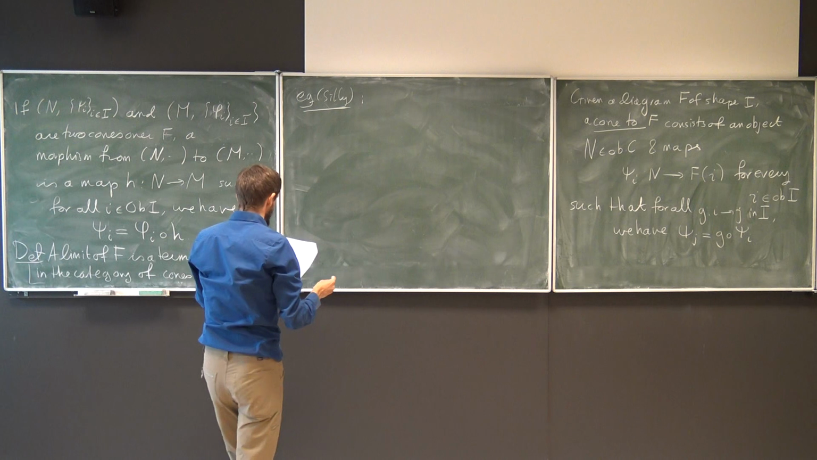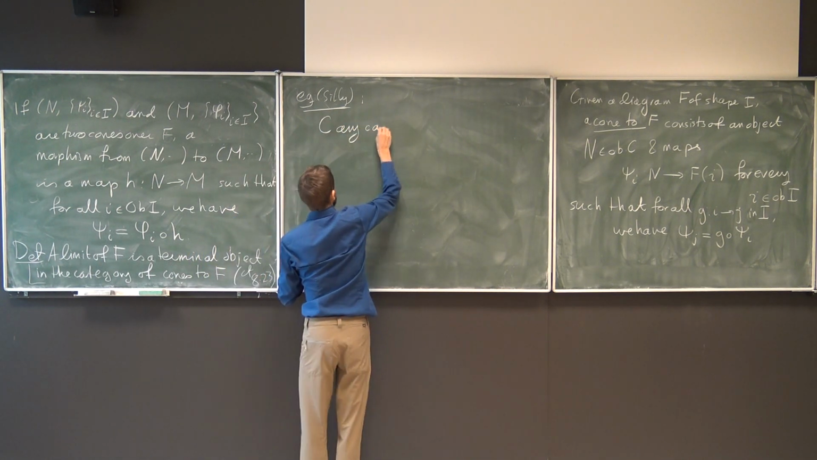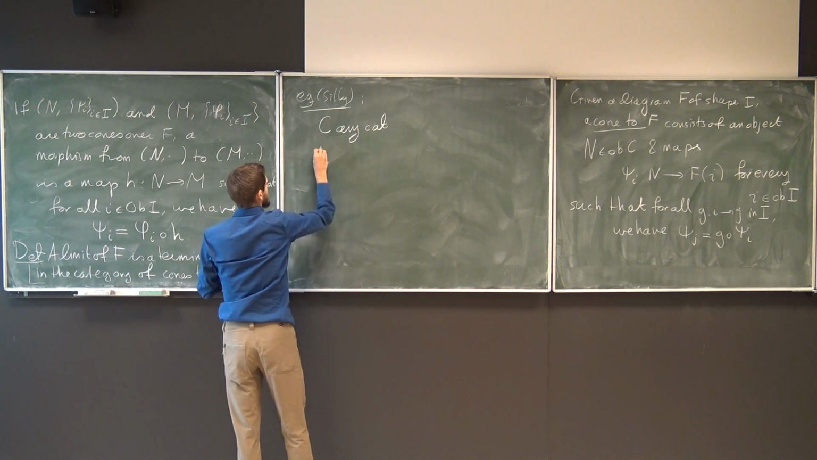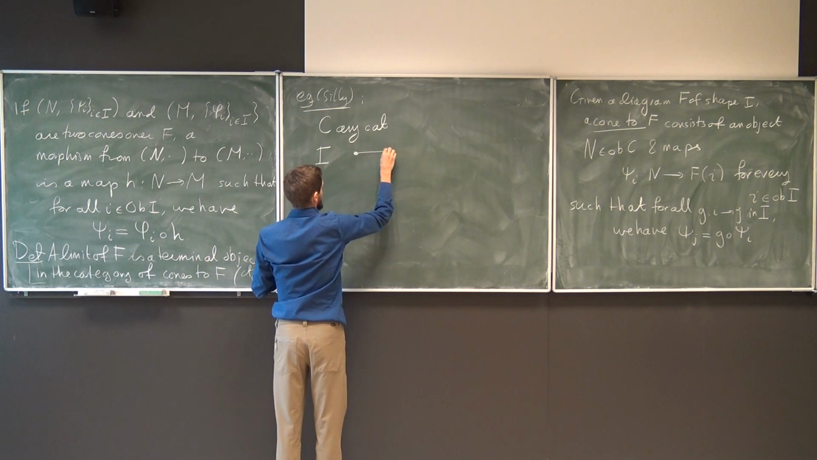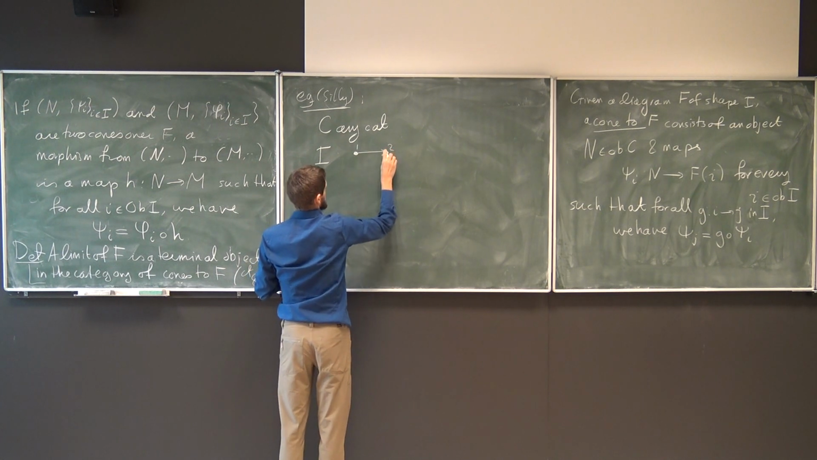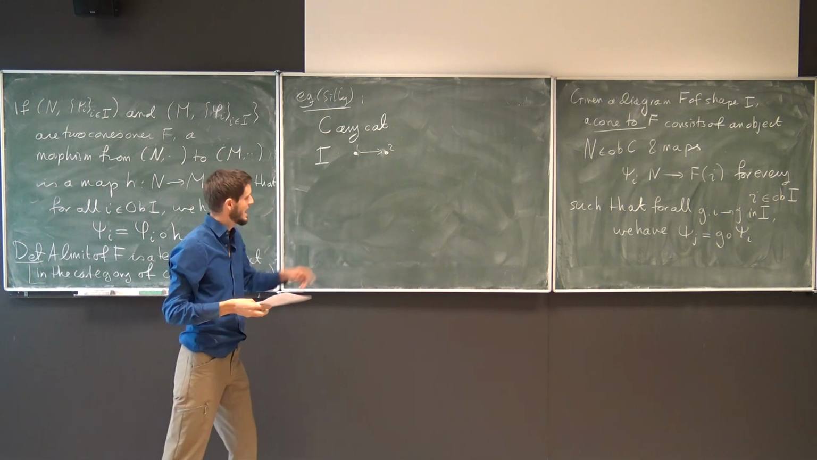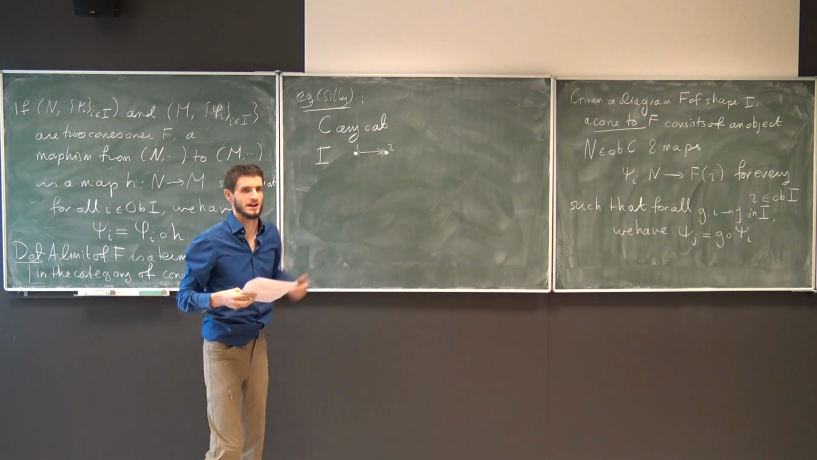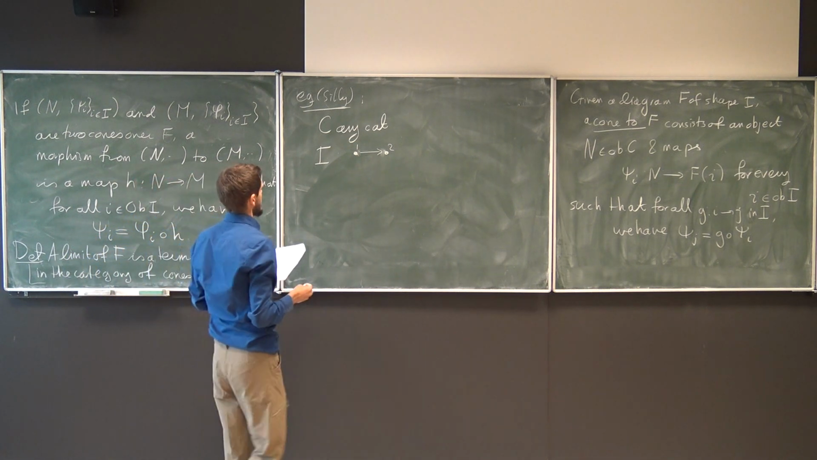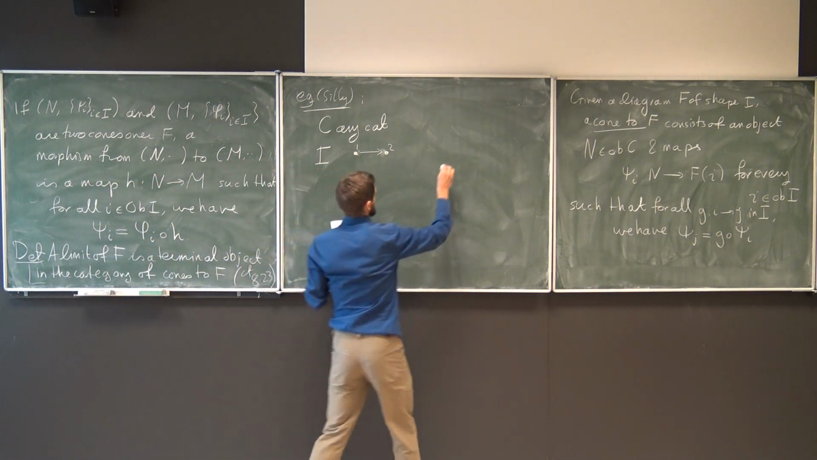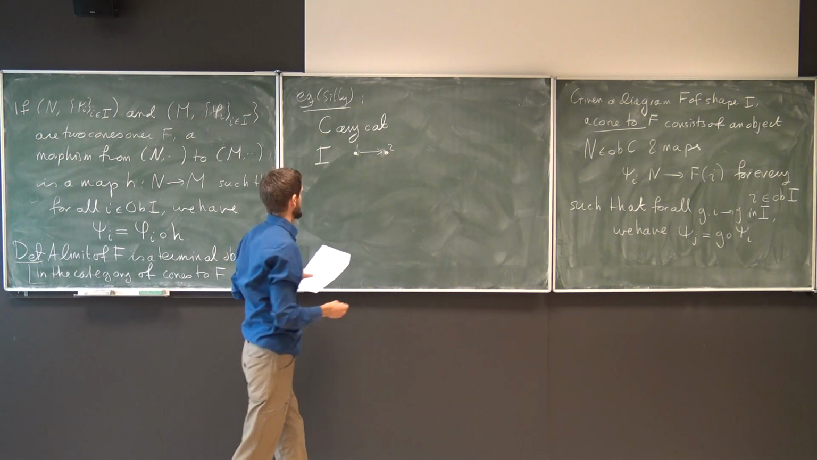So let's have our diagram. C is any category, and I is going to have exactly two objects, which I'm going to call 1 and 2, and exactly one morphism between them. And of course the identities on 1 and 2, but in fitting with our convention, we're not going to write these. Okay, so a diagram of shape I is just a morphism in C between two objects.